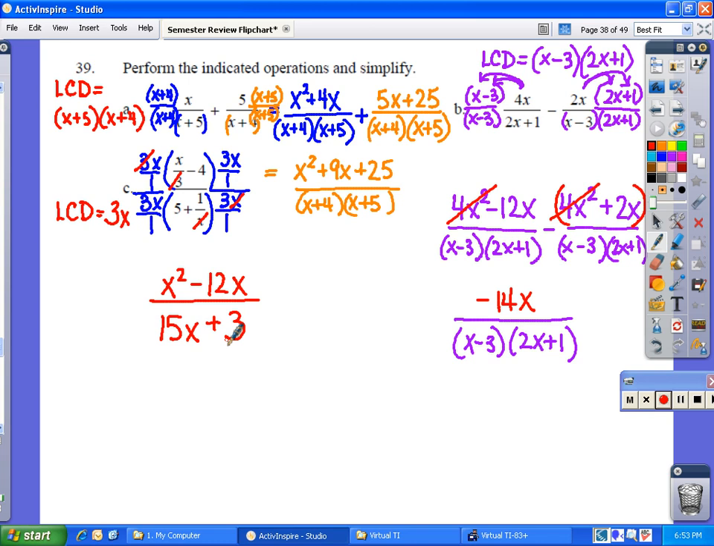This is the answer to part C. If we were able to factor and cancel anything else, we could possibly simplify it further, but that does not occur in this problem.